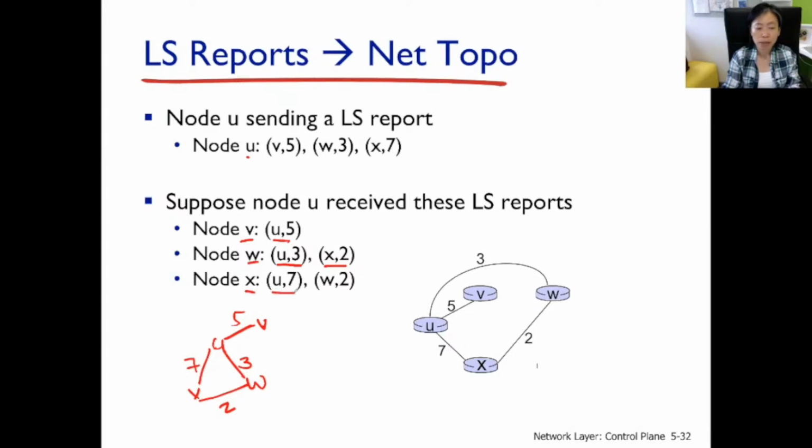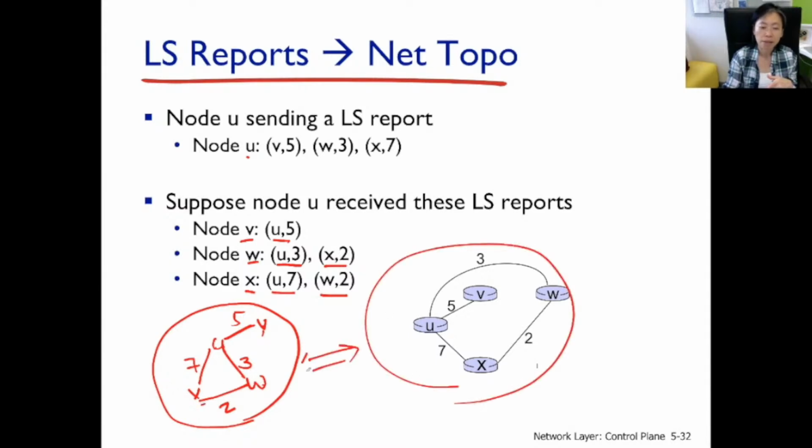X's report says I connect to U, which you already know. X also reports that it's connecting to W, link cost 2, which you already have. And you now manage to reconstruct the total network information from receiving link state reports from all the nodes in the network. And it's contributing also so that other nodes receiving your link state reports can also reconstruct the total network. So you see this one here, U connecting to V, W, X. Yeah, isomorphic to the network there.